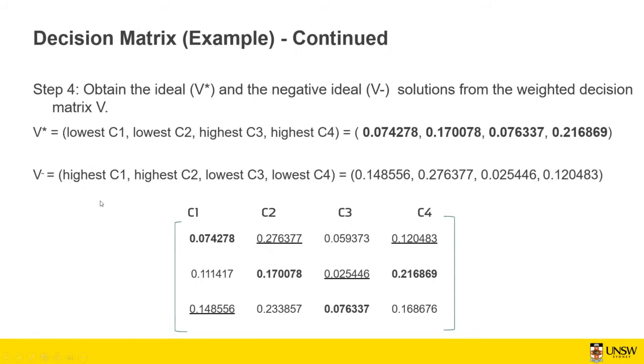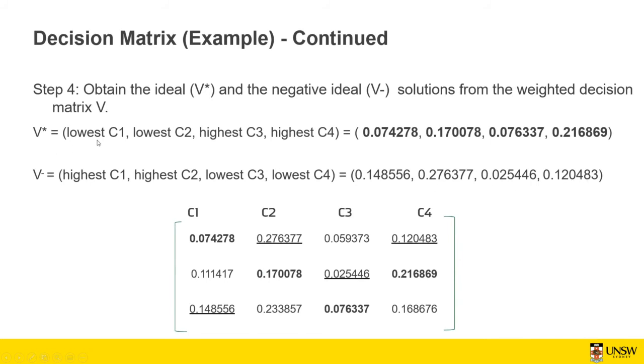On the other hand, we have a negative ideal, which gives us the least preferred solution. What is the least preferred solution? It's just the opposite of the V star. So it's going to be high C1, high C2, and lowest C3 and lowest C4. So we just pick the underlined scores: 0.14 for C1, 0.27 for C2, 0.02 for C3, and 0.12 for C4.